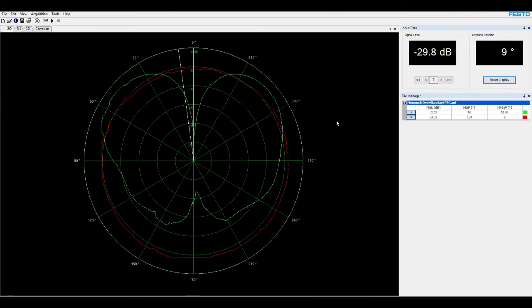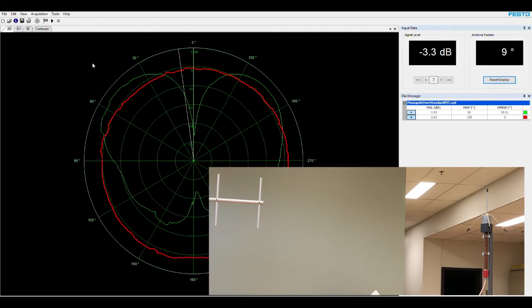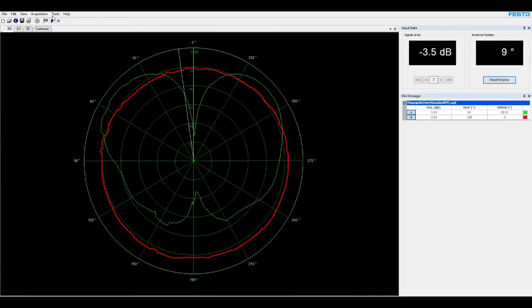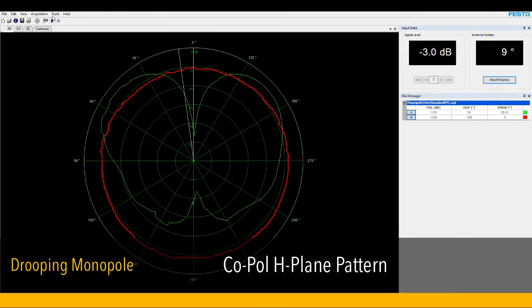In this experiment, we would like to check the H-plane pattern of the drooping monopole. What we have on the screen is the H-plane and E-plane of the standard monopole when we had a lambda length ground plane. To start the measurement, let me start the RF power. Now that we have RF power on, we can start our experiment using the drooping monopole. It's in the H-plane configuration right now, co-pole H-plane. So I'm going to press start acquisition and we start our data collection.